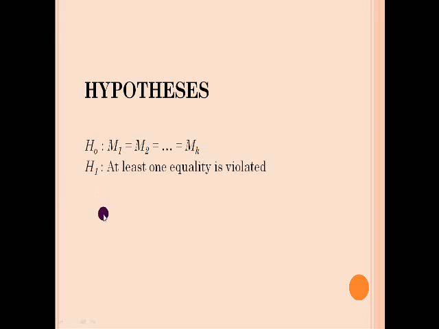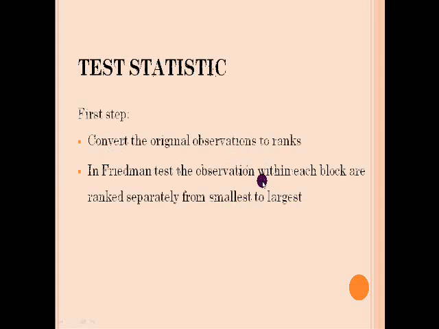We move to the hypothesis. H null: median 1 is equal to median 2 is equal to median 3, and so on until median k. H1: at least one equality is violated.